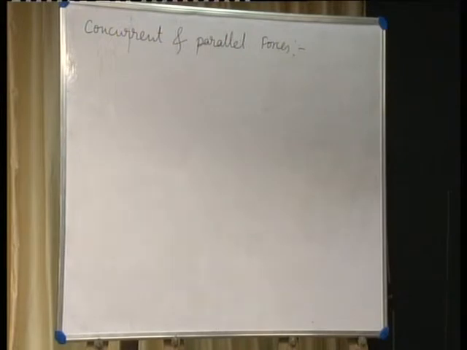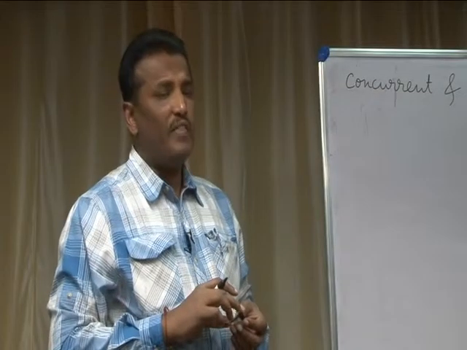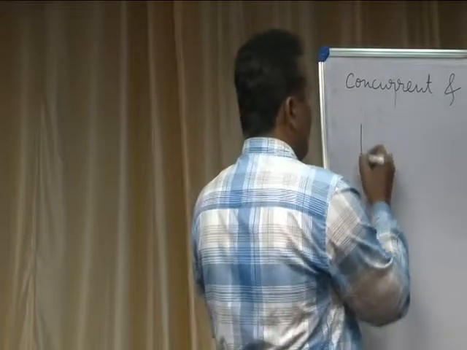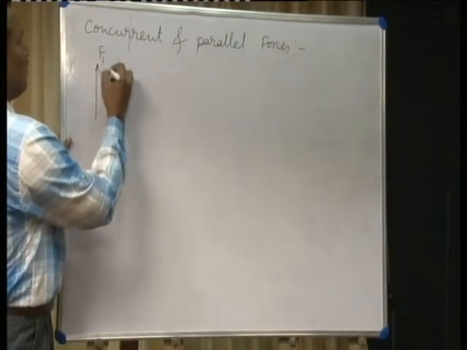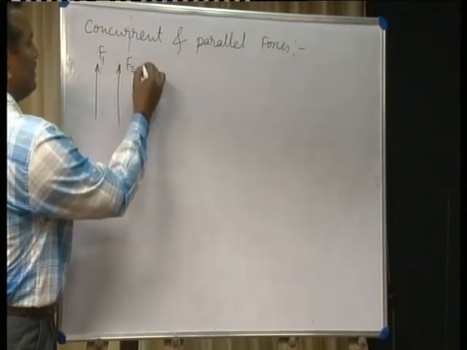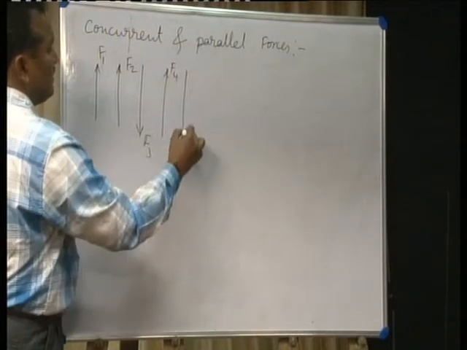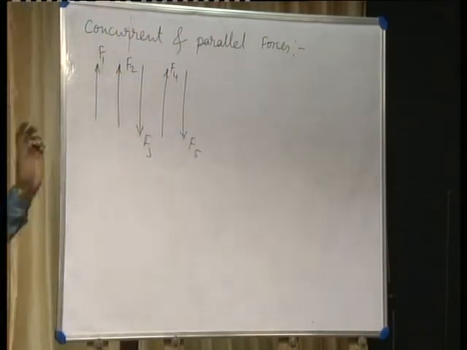When two or more forces act in a plane, or on a body, such that their lines of action are parallel to each other, you can have a force, say F1, this is F2, this is F3, this is F4, this is F5, like that. So, here we have a set of forces F1, F2, F3, F4 and F5 such that their lines of action are parallel to each other. Such forces are called parallel forces.